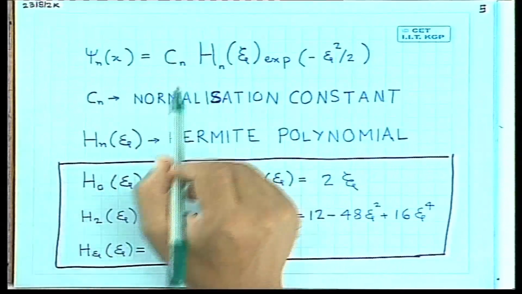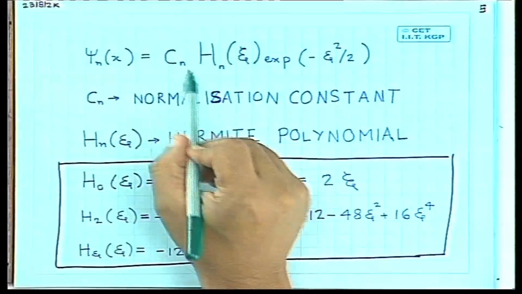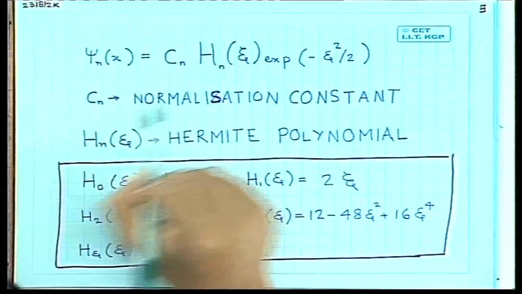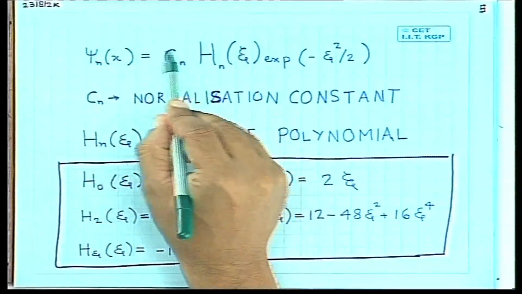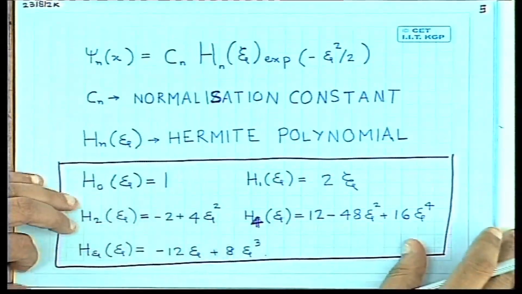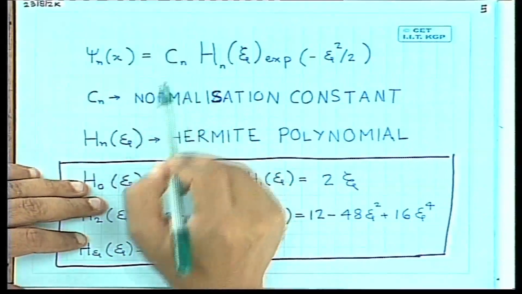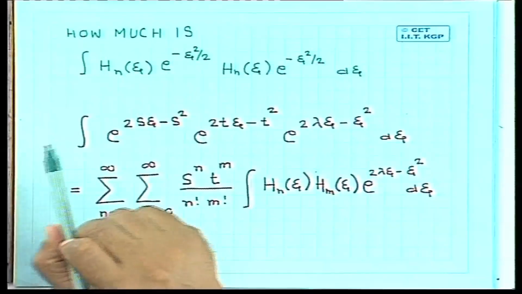Now what is left, which allows us to write down any arbitrary Hermite polynomial Hn, is to determine the normalization coefficient C of n. So let us today start off by first determining the normalization coefficient C of n. In order to do this, we have to ask the question, how much is this integral over here?